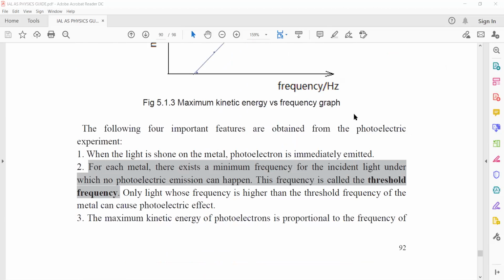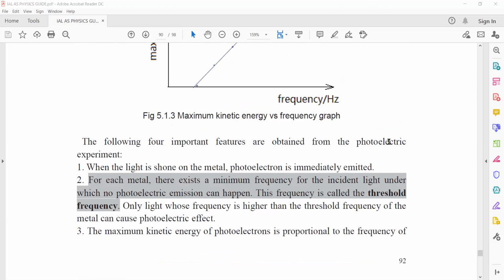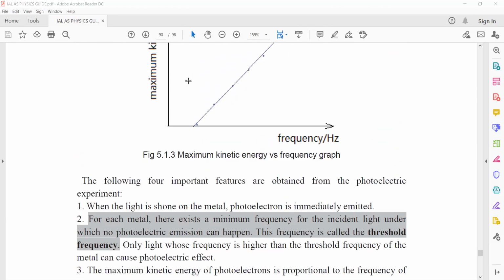So what are the following 4 important features we obtain from the photoelectric effect? Number 1, when light is shone on the metal, the photoelectron is immediately emitted. It means if the light has a frequency or energy more than the work function, then instantly the electron will come out. It will not take too much time.